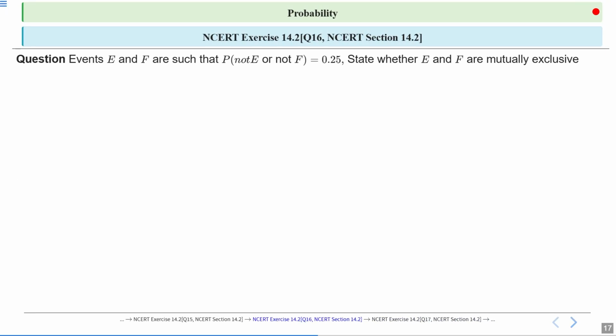So read the question very carefully first. We are given events E and F such that probability of not E or not F is 0.25. Then state whether E and F are mutually exclusive. Okay, so we have to check here whether E and F are mutually exclusive or not. Okay, and we are given this condition, probability of not E or not F is equal to 0.25. So students, first of all, try it yourself. You have 40 seconds to try to solve this question, and then we will provide the solution.